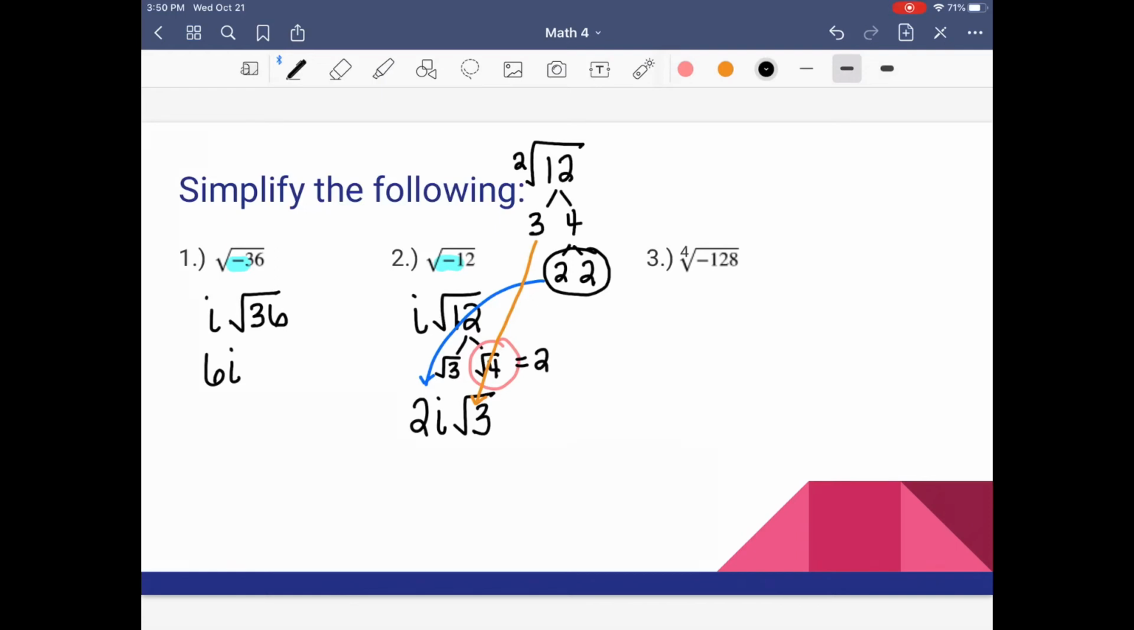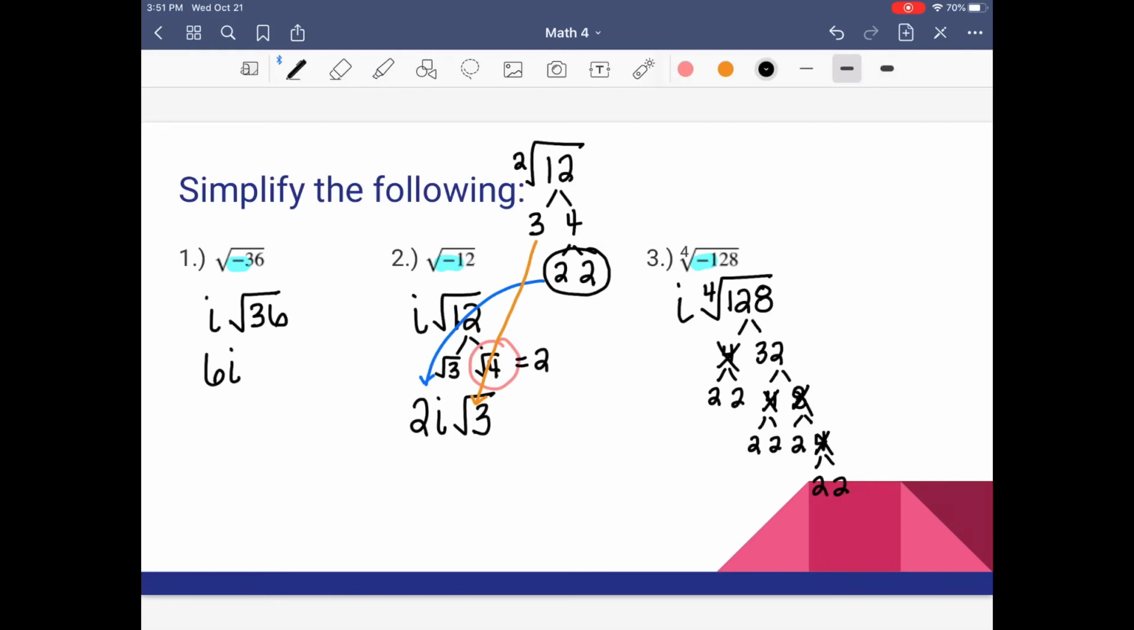Now, number 3 is different because it is the 4th root, so I would have to make groups of 4. However, I still have that negative in the front, which is going to turn into i. So I have the 4th root of 128. I can go ahead and simplify that. So I have 4 and 32. This is 2 and 2, so we're done with that one. So 32, we're going to reduce that down to 4 and 8. So we have, again, 2 and 2, 2 and 4, and then we have another set of 2 and 2.